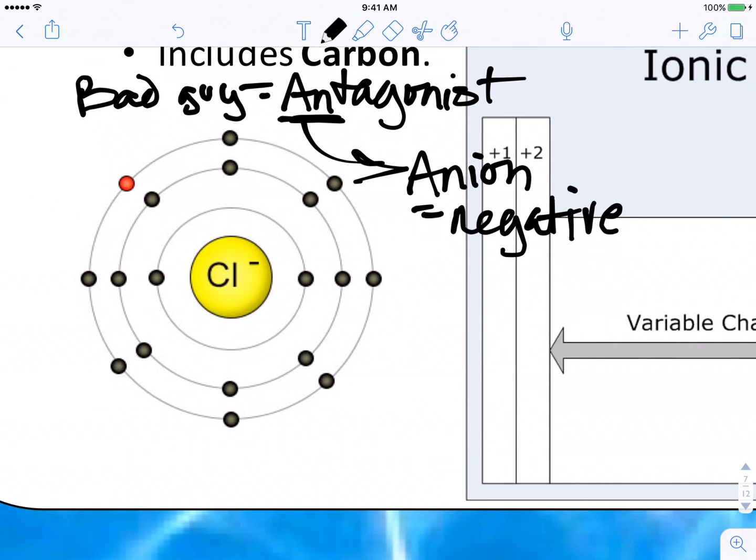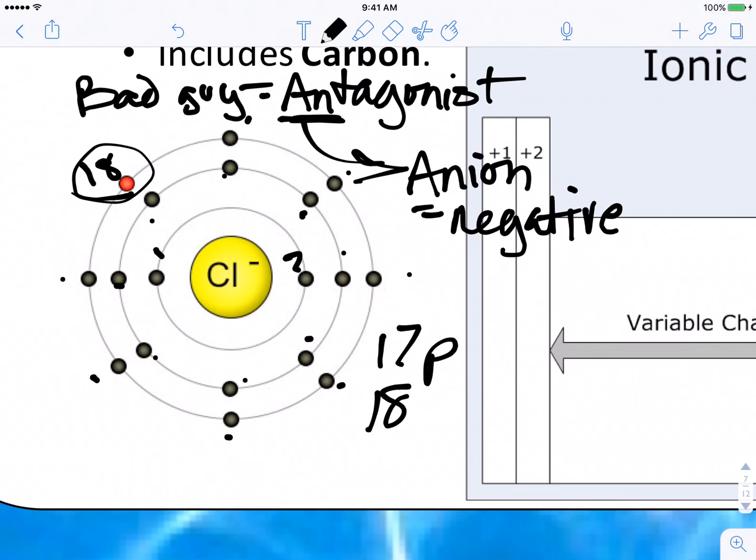Now, if we clean that up a little bit and we look back at our chlorine, chlorine should have 17 electrons because it has 17 protons. So let's count. 1, 2, 3, 4, 5, 6, 7, 8, 9, 10, 11, 12, 13, 14, 15, 16, 17. Well, I skipped this one for a reason because it's not supposed to be there. However, chlorine took it from the sodium atom in our first example, so now it has 18 electrons. This guy's number 18. Since it has 17 positives and 18 negatives, it has a net charge now of -1.